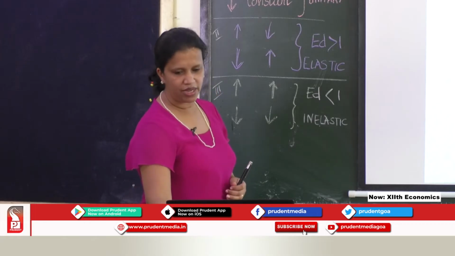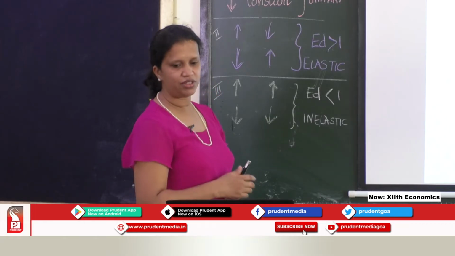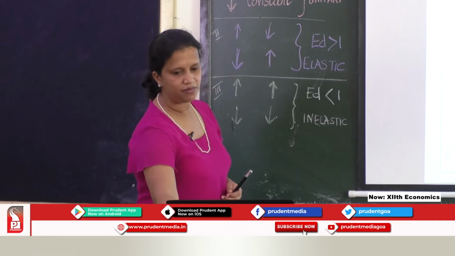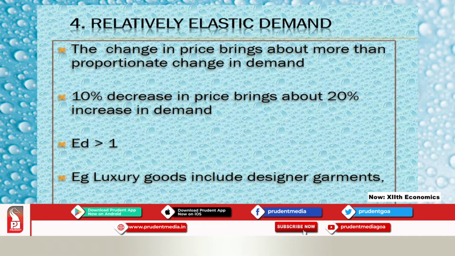Now, let us go ahead and go to the next type of elasticity, and that is relatively elastic demand. Now, this is the fourth type of elasticity. This is a more practical type of elasticity which we can apply to our real lives. Okay? Now, in this case, the change in price is bringing about more than proportionate change in demand.